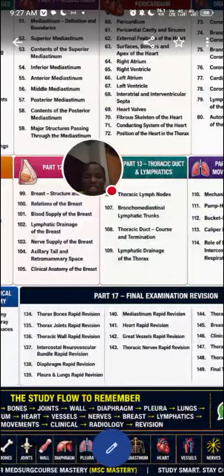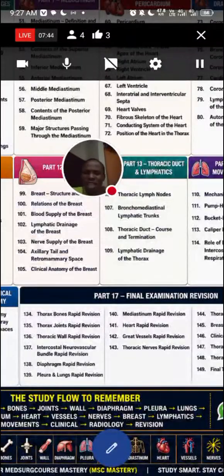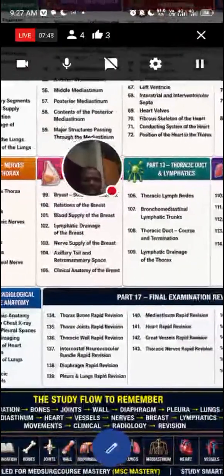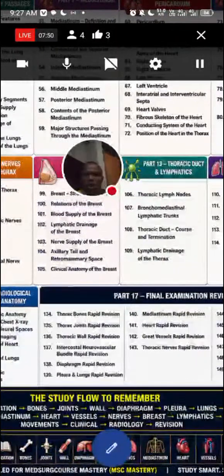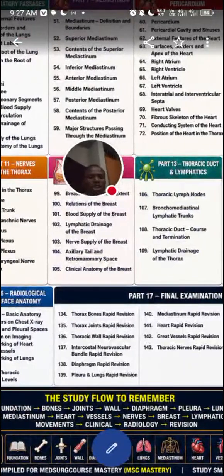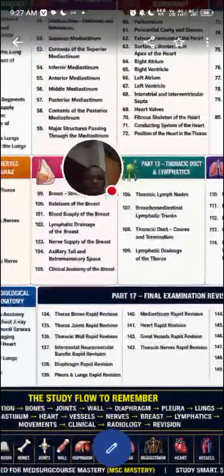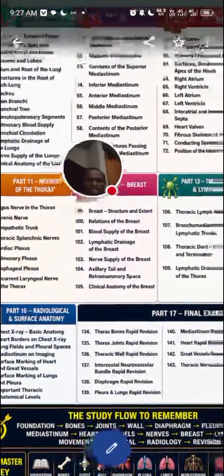But in all this, don't forget, the anatomy of the thorax that the examiner is after is to understand how it flows from foundation to bones, to joints, to walls, to diaphragm, to pleura, to lungs, to mediastinum, to heart, to great vessels of the heart, the nerves, the breast, the lymphatics, the movement, the clinicals, the radiological appearances, and the revision. You can see how beautiful we make this thing so interesting.